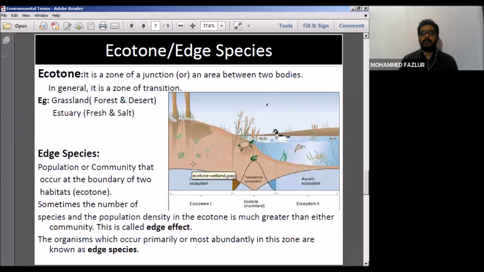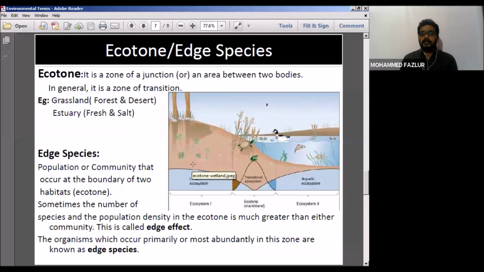Now, let's take a small example. An example is river water. In river water, basically freshwater species can survive. In sea water, saltwater species can survive, but the place where the river water meets the sea water, the river water and sea water will form a junction. The river water is completely one ecosystem, the sea water is completely one ecosystem, and this junction is formed by the merging of river water and sea water.